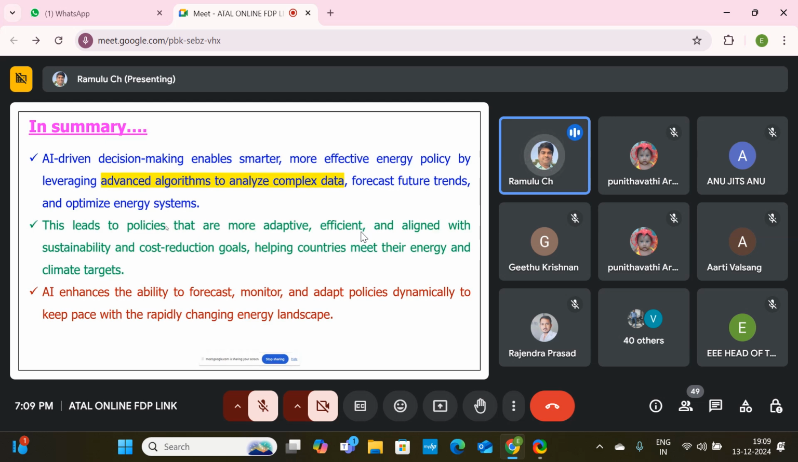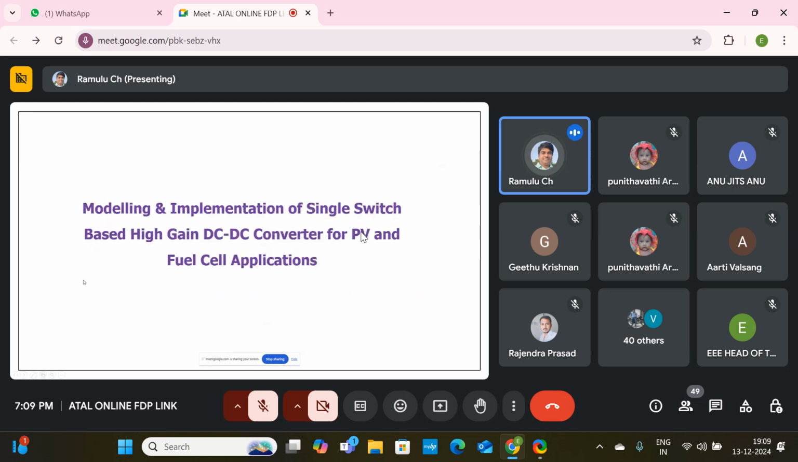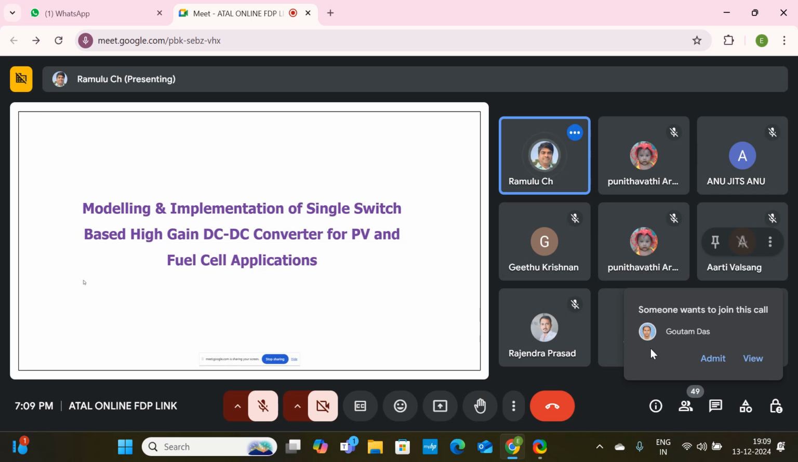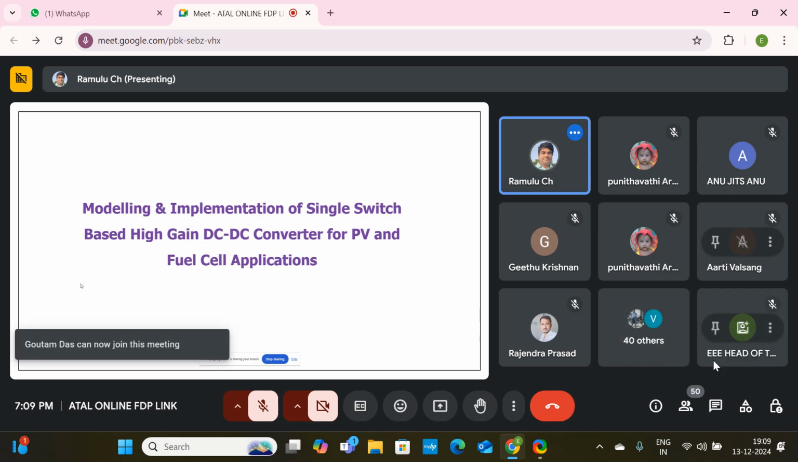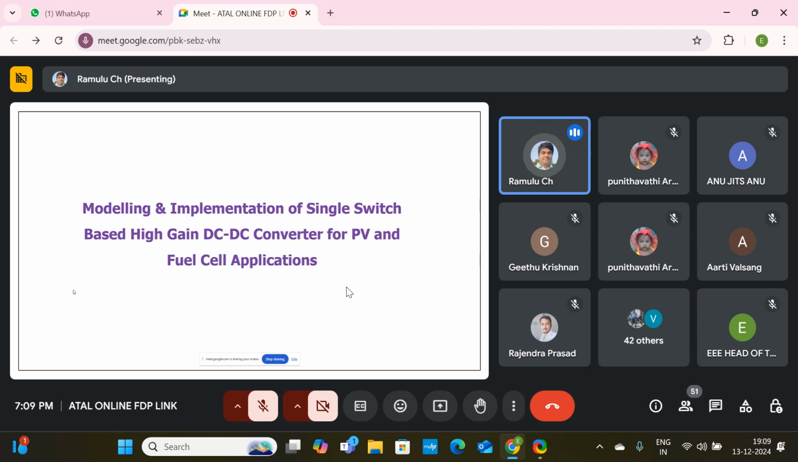Now I am moving towards a research topic we are working on, which is part of renewable energy. At this moment I would like to share this so participants may realize it and can do a literature survey in this direction, which may be useful for their research work. One of my students is doing this work: modeling and implementation of single-switch-based high-gain DC to DC converters for PV and fuel cell applications.